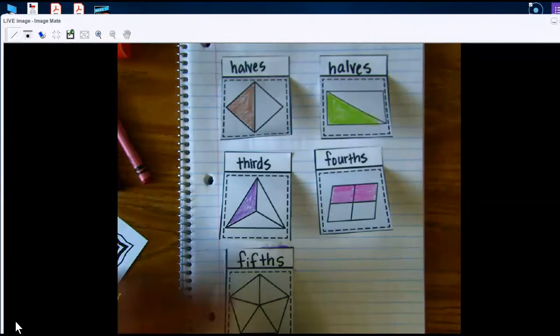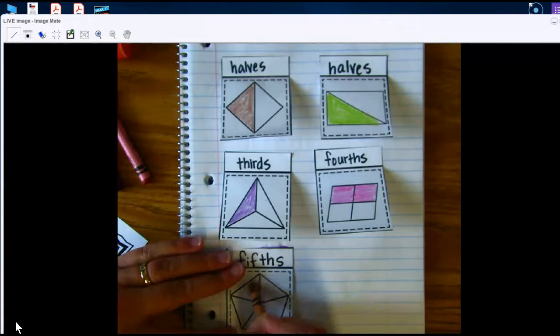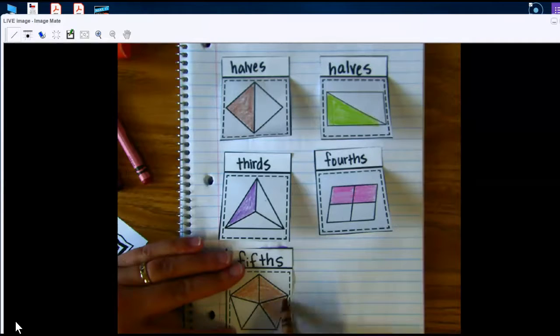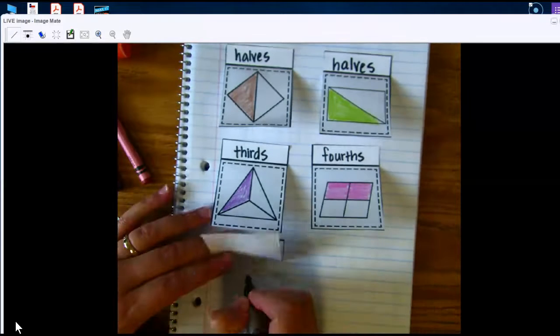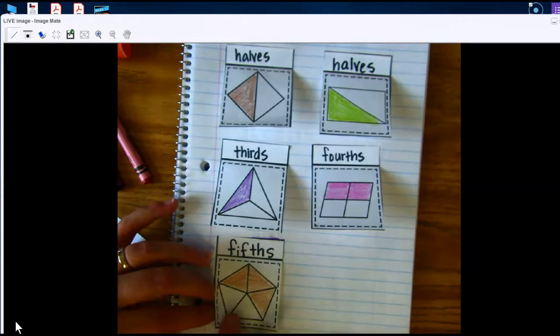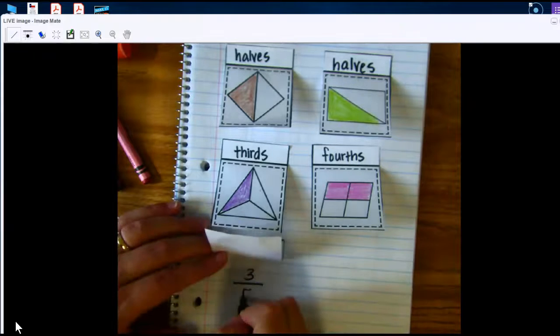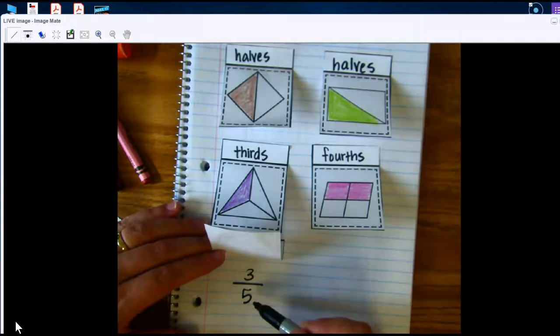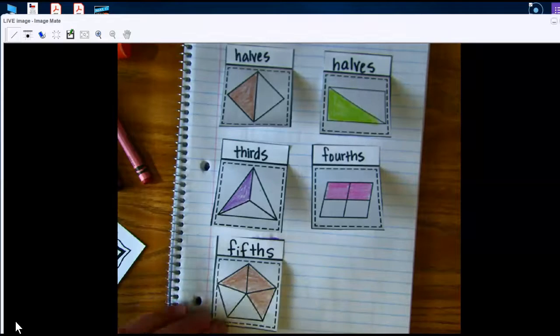So you're going to pick how many you want. I'm going to do 3. I'm going to do 3 fifths. You can do what you want. But remember, the number on top is how many you colored, 3. And the number on the bottom is how many parts there are in all, which is 5. And we can read this 3 fifths.